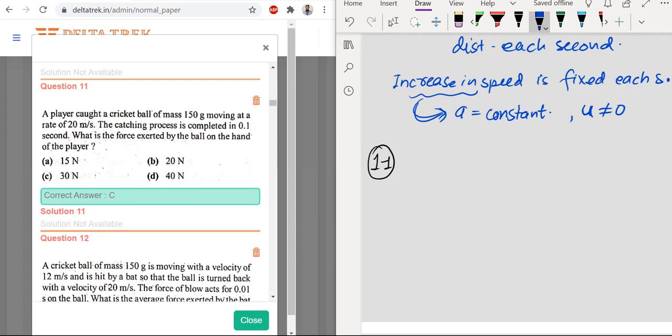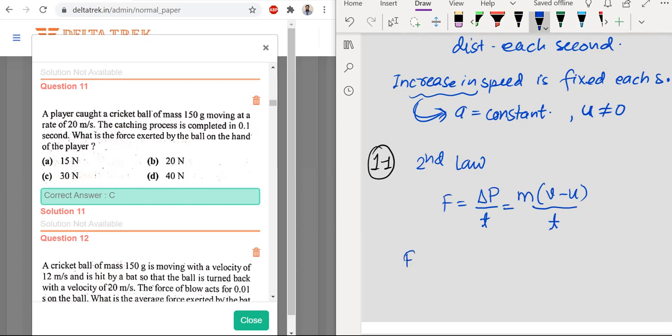Okay, now from question 11 it is very simple. We need to use the second law of motion. What is it? The force is the rate of change of momentum, p by t. And how do we calculate the momentum? M into speed, v final minus v initial, or I'll say (v minus u) by t. So that's how we calculate it.